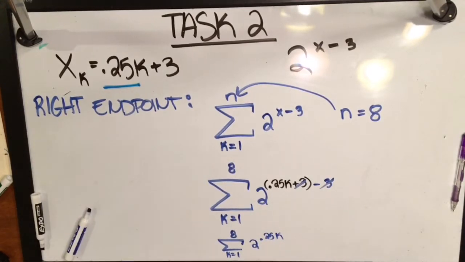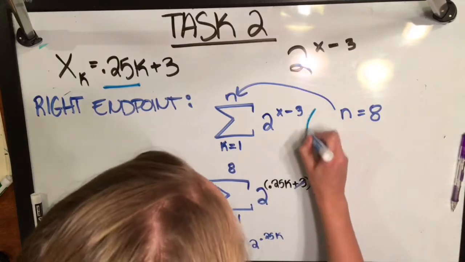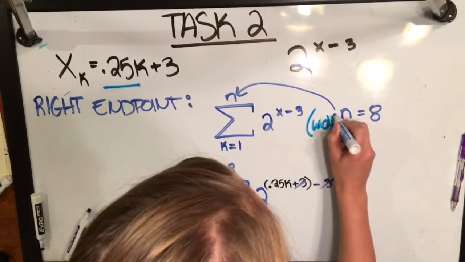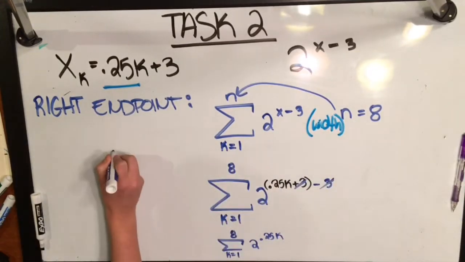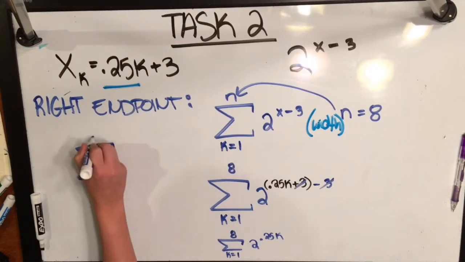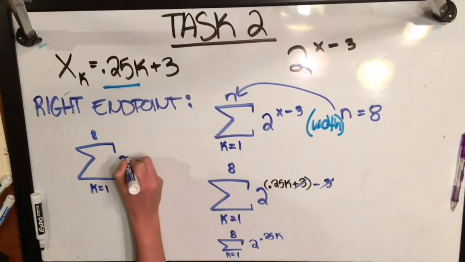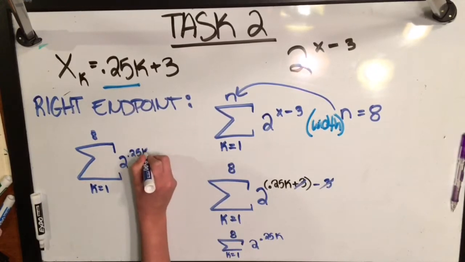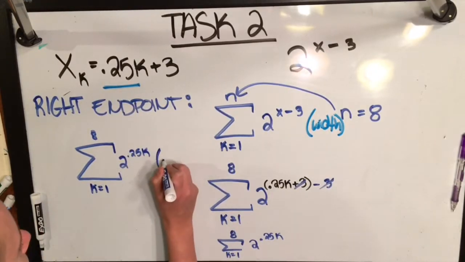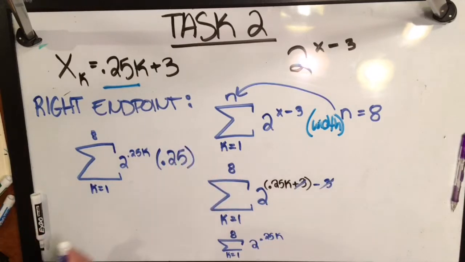Now you need to remember that you have to multiply all this by your width. Your width in this case is 0.25. So you end up with 8, your sigma sign, k equals 1, 2 to the 0.25k, and then the whole thing is going to be multiplied by 0.25.